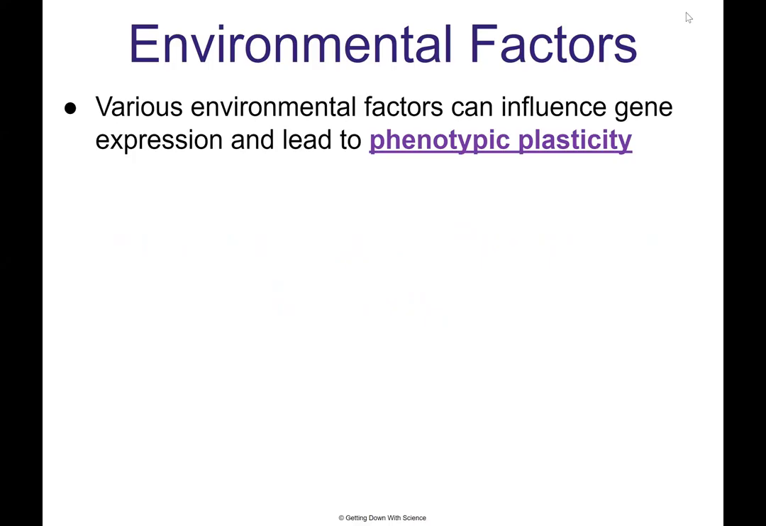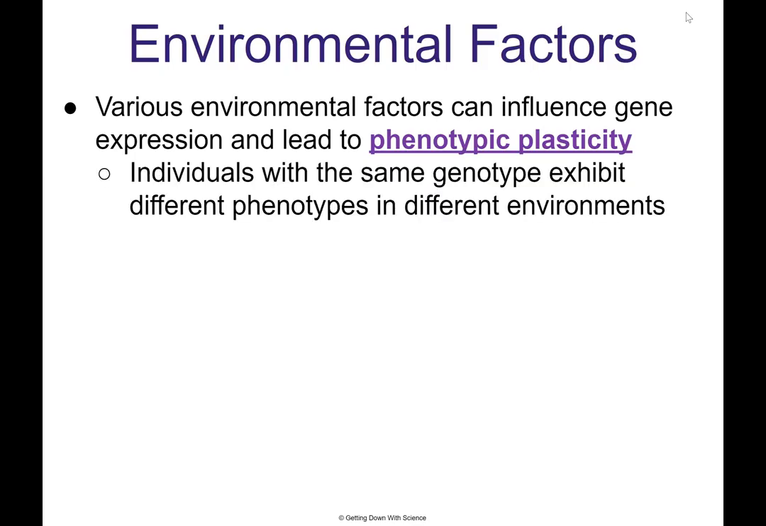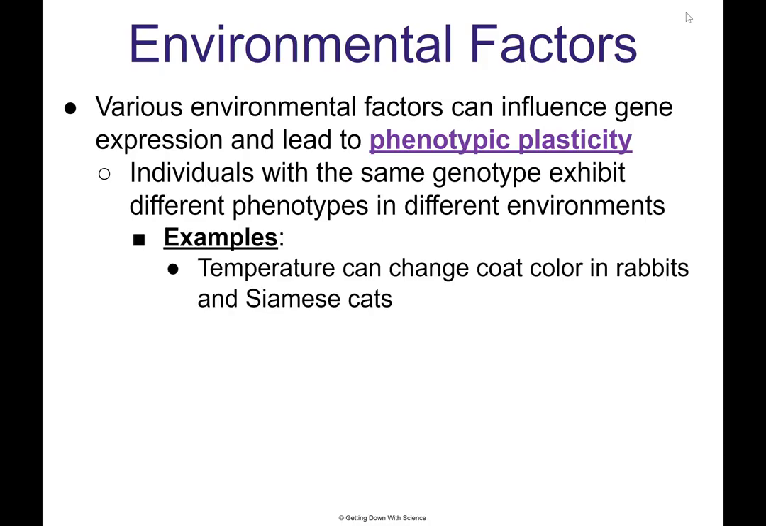For example, hydrangeas change color based on the acidity of the soil that they grow in. So the flower blooms are going to be different. So individuals with the same genotype will actually exhibit different phenotypes in different environments. So we have rabbits like the snowshoe hare and Siamese cats that at certain temperatures, they're going to have a lighter colored coat, and at other temperatures, they're going to have a darker colored coat.